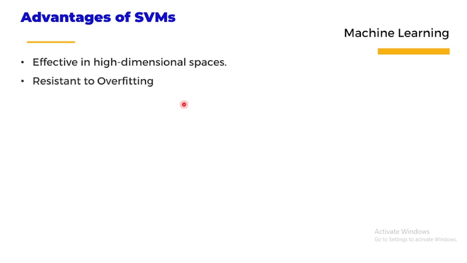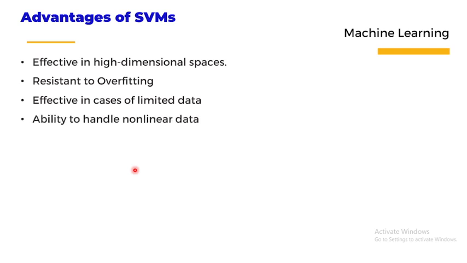The second one is resistance to overfitting. SVMs are less prone to overfitting compared to other algorithms like decision trees. The third one is that it works well with small data sets. Here SVM can work well even when the training data set is small. The next one is the ability to handle non-linear data. SVM can implicitly handle non-linearly separable data by using the kernel function. That kernel trick function is what we use for handling non-linear data.